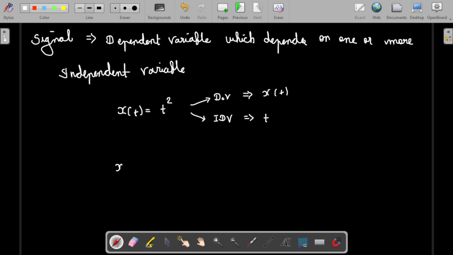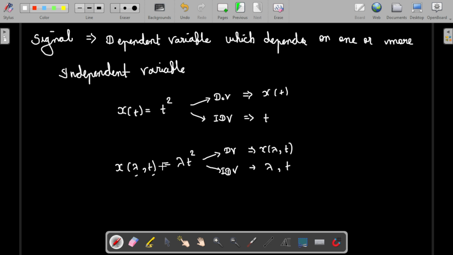If we take another example, x of lambda comma t equals t square. Here the independent variables are lambda and t, both of which can vary and are not bounded. The dependent variable is x of lambda comma t. The signal depends on lambda as well as t. That is what they are saying.